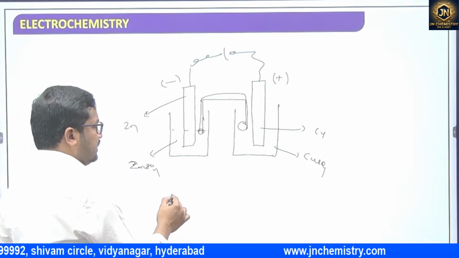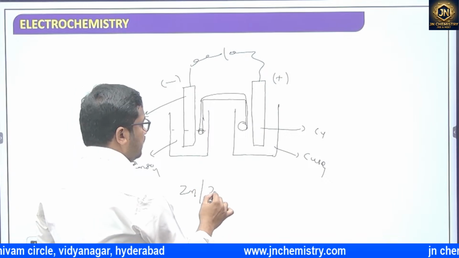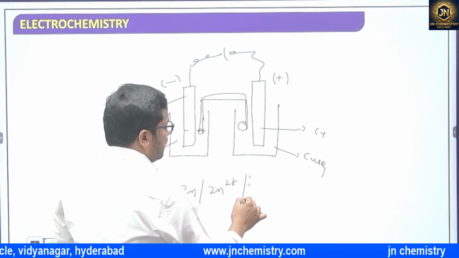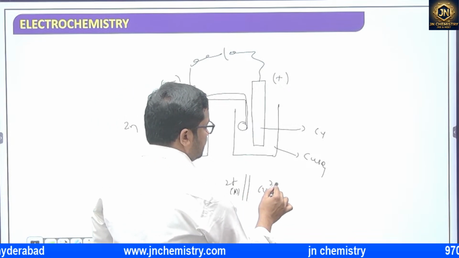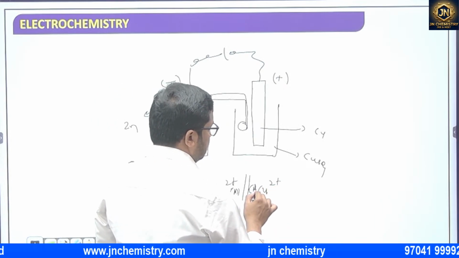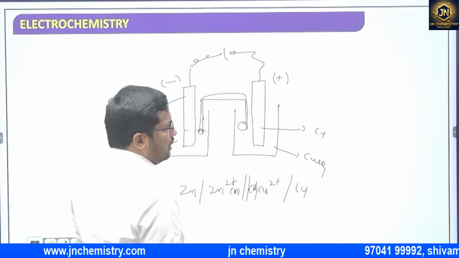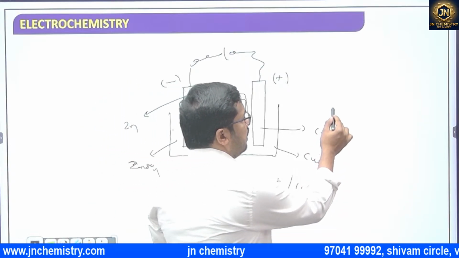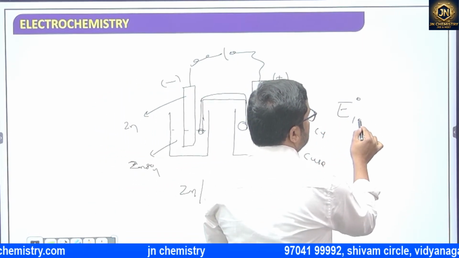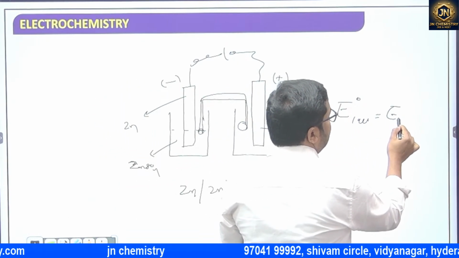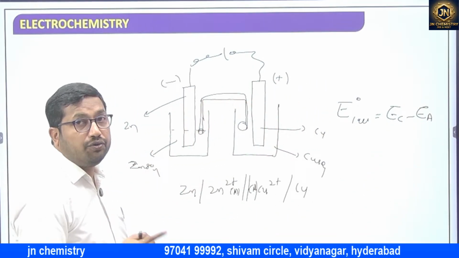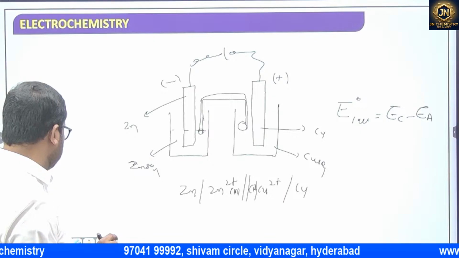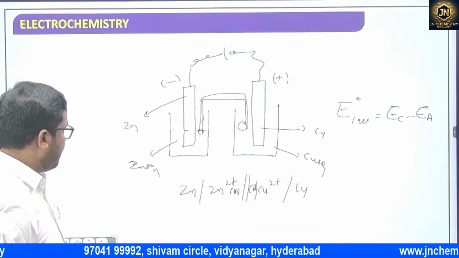So the cell reaction is written as Zn | Zn2+ (some molarity) || Cu2+ (some concentration) | Cu. And E naught cell, I told you how to calculate. E naught cell is equal to E cathode minus E anode. Both we have to take as reduction potentials. Yes or no? Hello.